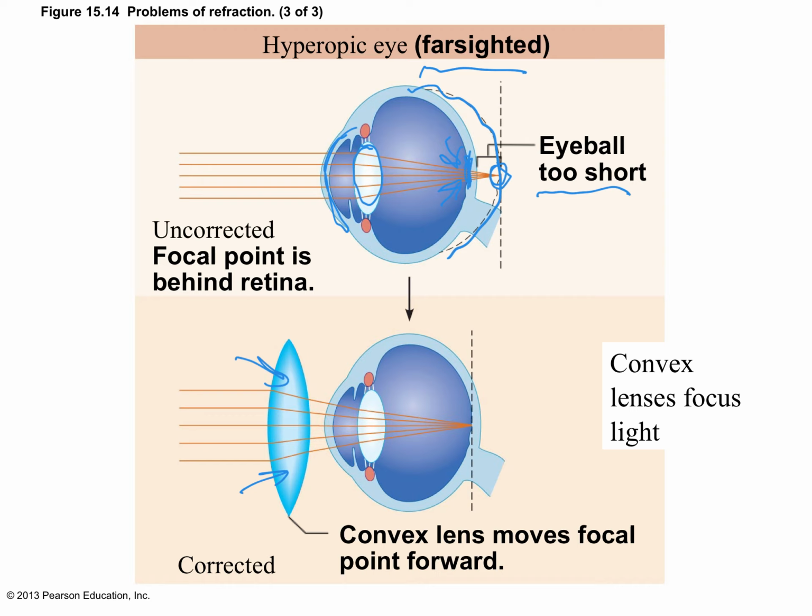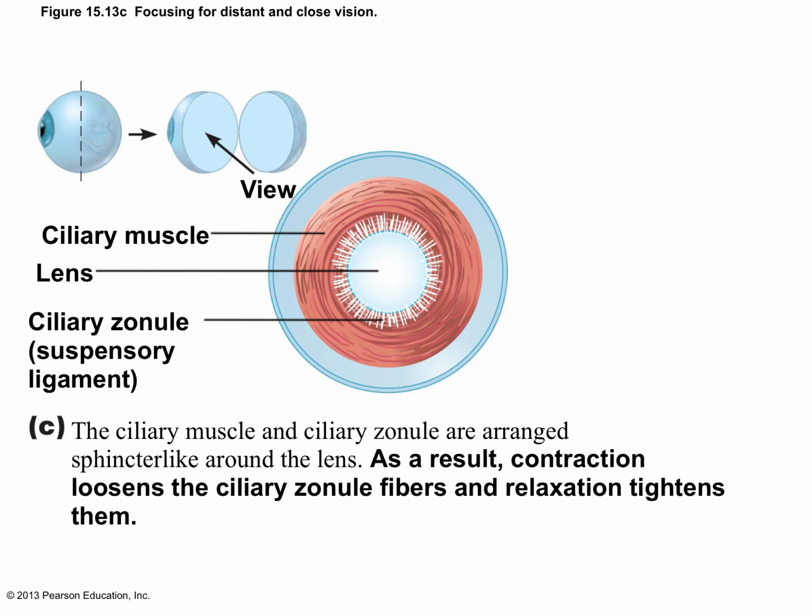So we have hyperopia, eyeball too short, and myopia, where the eyeball is too long. If you have both of those at the same time, that's called astigmatism.